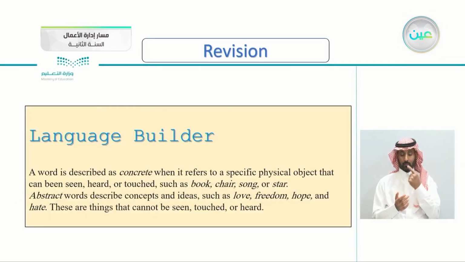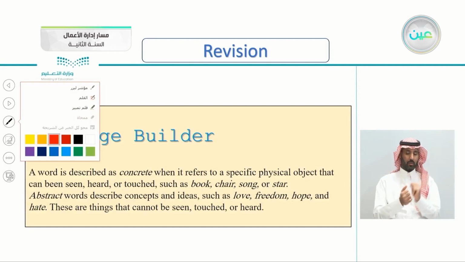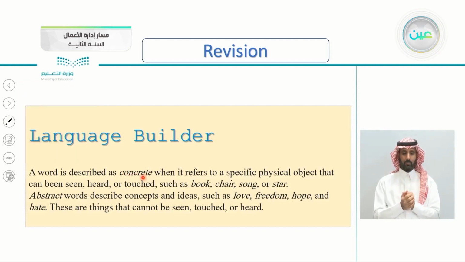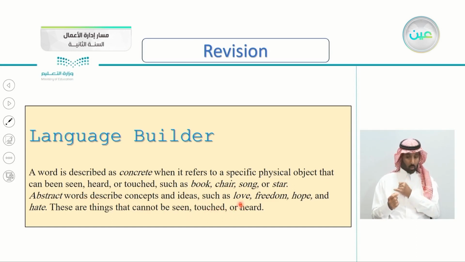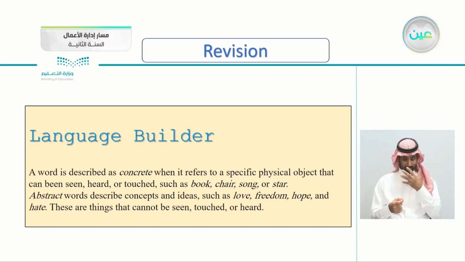We also took this language builder here. This is really important: concrete words are words of things that you can see, you can hear, you can touch, like a book. You can touch a book, you can hear a song, you can see a star. But abstract words are words describing things that you can't see or touch or even hear, like love, freedom, hope, and hate. You can't see hate, you can't touch hate, you can't hear hate. That's why we call it an abstract word.